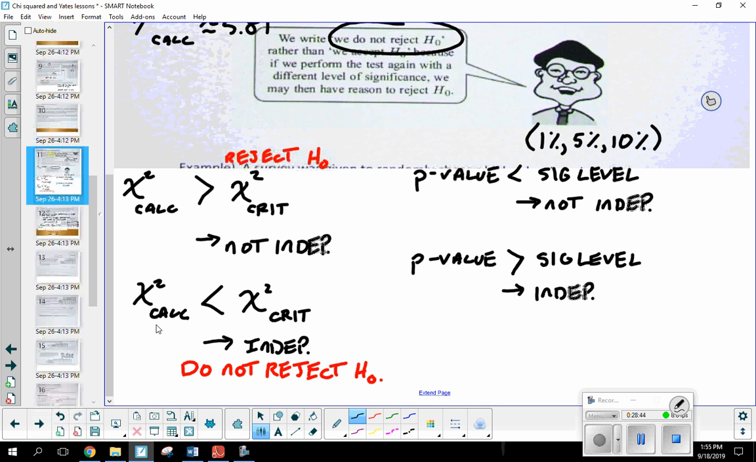Okay. So how would we say this? How would I write my answer? Would I go ahead and say we accept the null hypothesis? Okay, good. Remember, we don't want to say that. We say we do not reject the null hypothesis. So we could go ahead and say that a school's canteen performance and year classification are independent. There is no association between them.